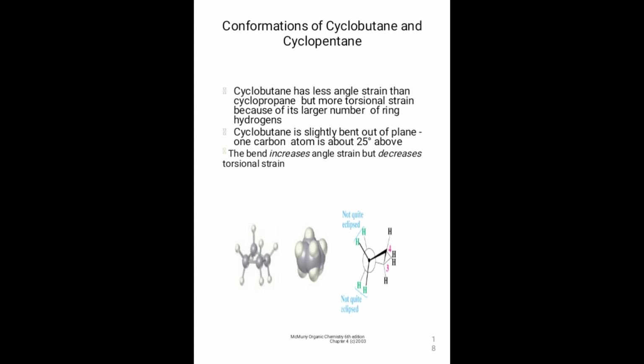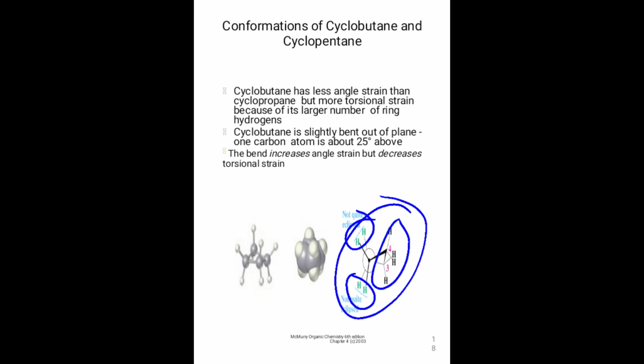This is the conformational structure of the cyclobutane. So cyclobutane has 4 carbons and 8 hydrogens. The dotted line is the first carbon, the circle is the second one, this is the third carbon, and this is the fourth. So the 4 carbons along with the 8 hydrogens, that is the structure of cyclobutane.